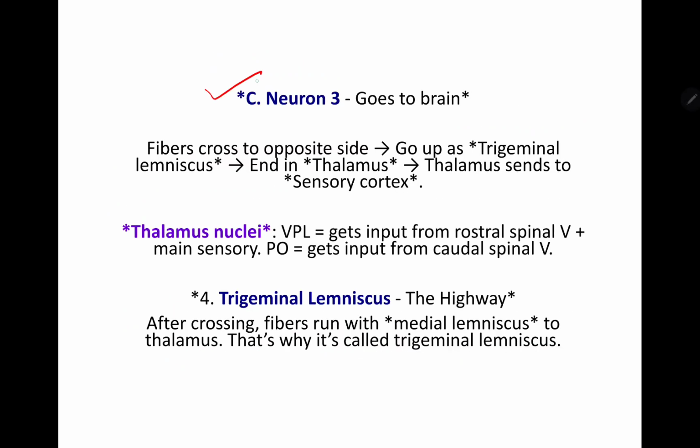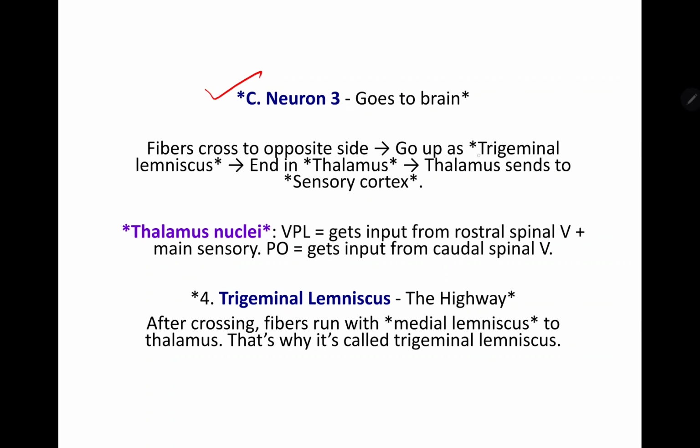Next comes the neuron 3. Neuron 3 goes directly to the brain. Fibers cross to the opposite side here, then go up as the trigeminal lemniscus, and then it will end up in the thalamus. Then this thalamus will send it to the sensory cortex.